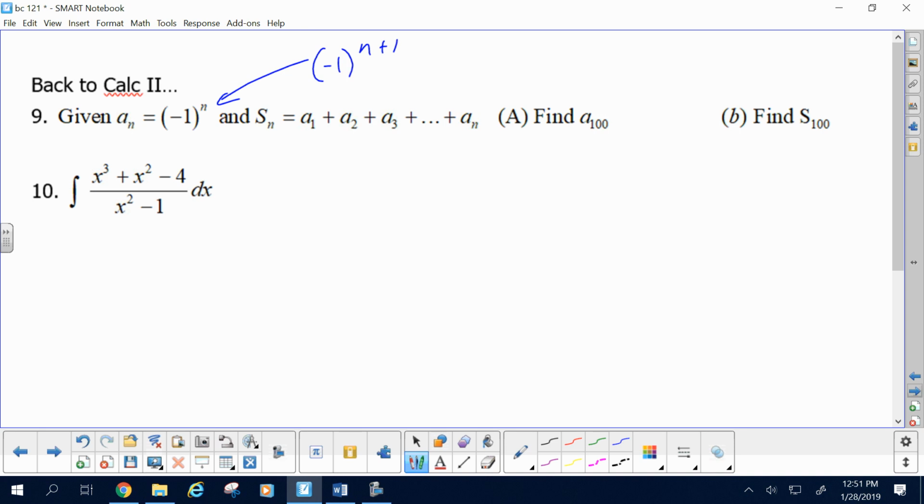Most people did that great. For this one, you had to divide. That was 2 points. Partial fractions, 2 points. And then integrate, 1 point, maybe? 2 points? I can't remember.